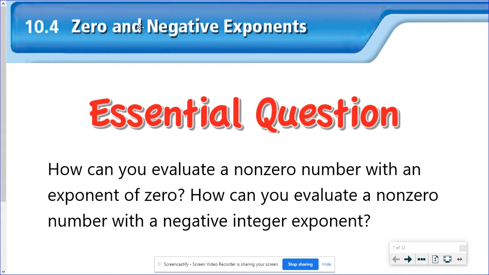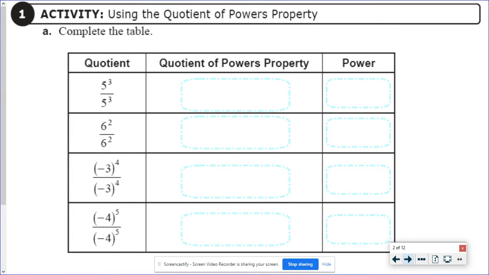So when we're reading these essential questions, it's going to seem a little wordy. It says, how can you evaluate a non-zero number with an exponent of zero? They're just saying we're not going to use zero as the base. And how can you evaluate a non-zero number with a negative integer exponent? So instead of just having positive exponents today, we'll have zeros and negatives in addition to those.